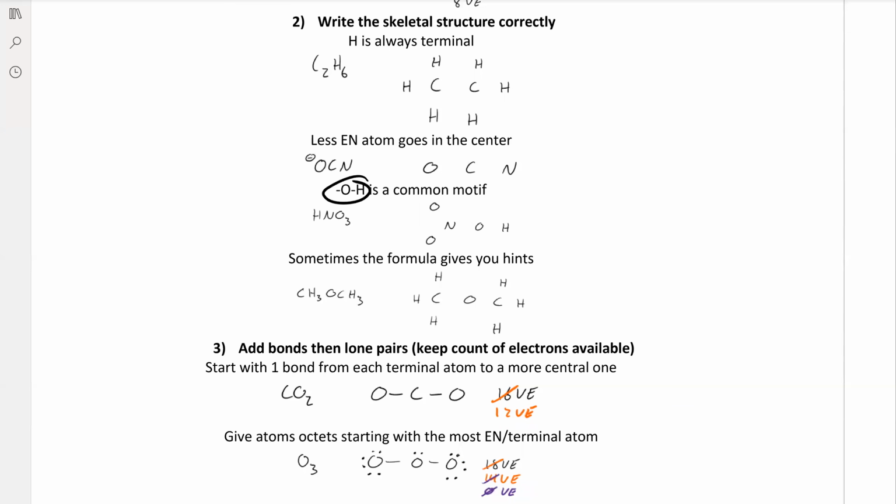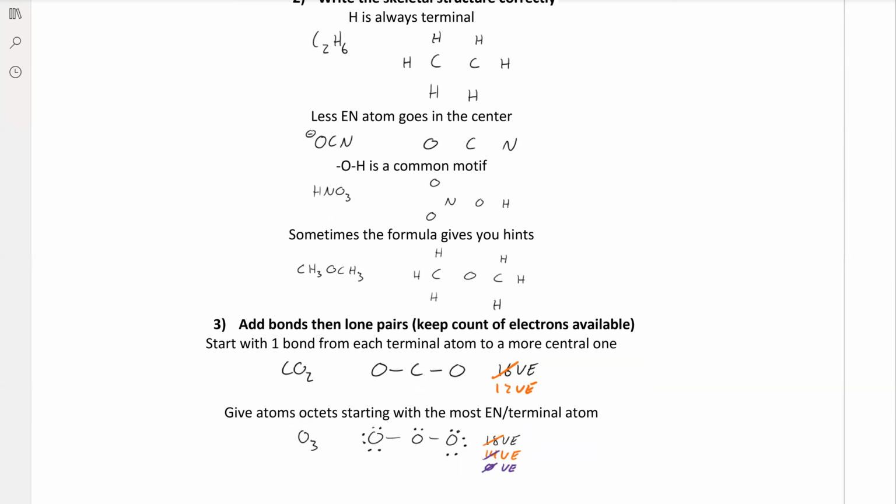Remember that OH is a common motif, especially in acids, which we'll learn about in a little bit. So for HNO3, put the nitrogen in the middle, surround it by oxygens, and then make an OH because it's a common motif. Again, this is probably the hardest step and the one that relies on experience the most.